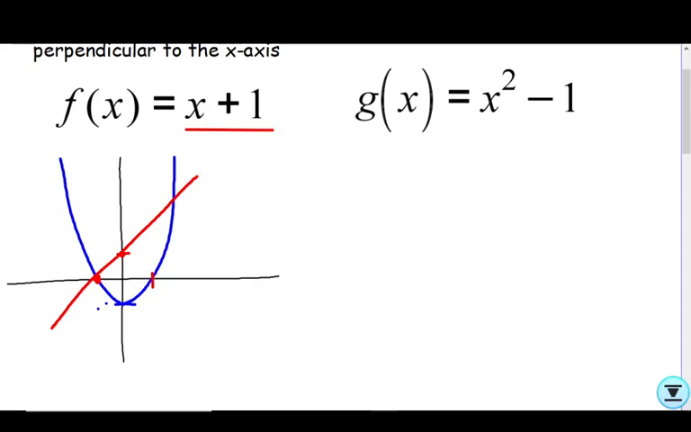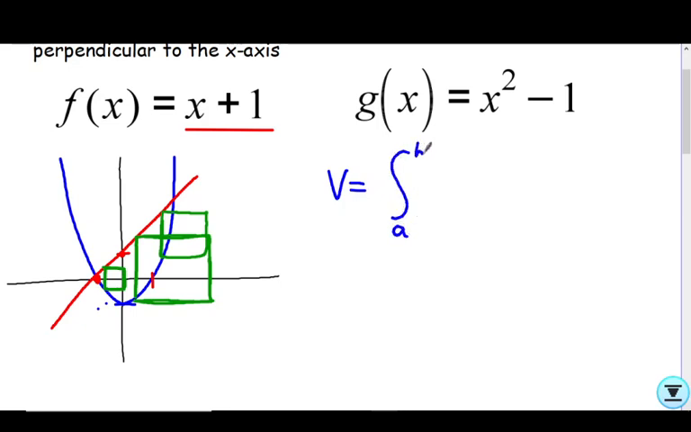Now, since my cross sections are going to be perpendicular to the x-axis, I'm going to draw one. This is perpendicular to the x-axis. We're using squares. So this square, or this one here, or this one here, these are all cross sections of this. Since I'm using perpendicular to the x-axis, I know I'm using this equation: volume equals the integral from a to b of area in terms of x dx.